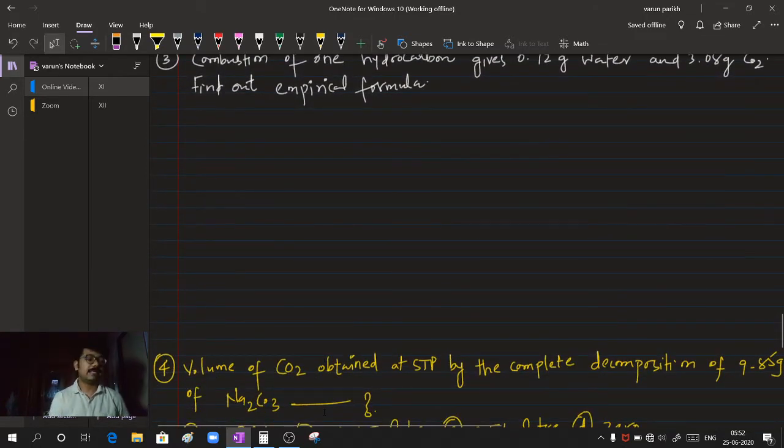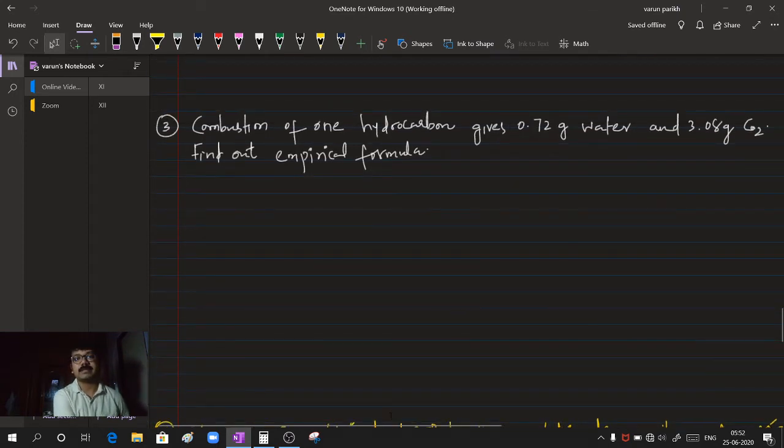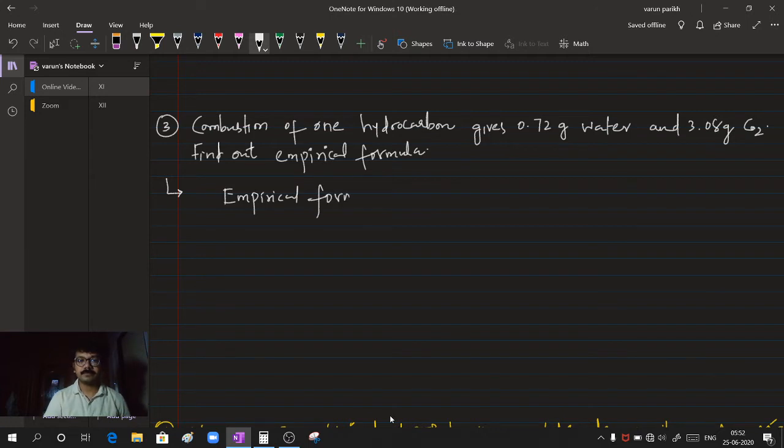This is similar to the numerical in the textbook exercise of welding fuel. The question is asked about the empirical formula. The empirical formula, they say, is of a hydrocarbon. Suppose a hydrocarbon has hydrogen and carbon inside it, only 2 elements.